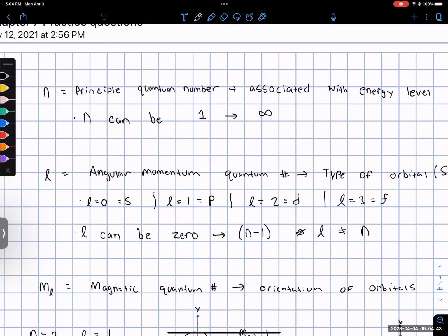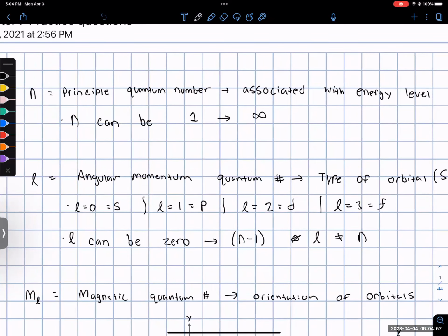So the first quantum number we learn about is, it's not actually a number, it's a letter. It's the N quantum number. And this is what's referred to as the principal quantum number. It is associated with the energy level at which the electron is on. When we're talking about quantum numbers, we're not talking about atoms as a whole, we're talking about specific electrons.